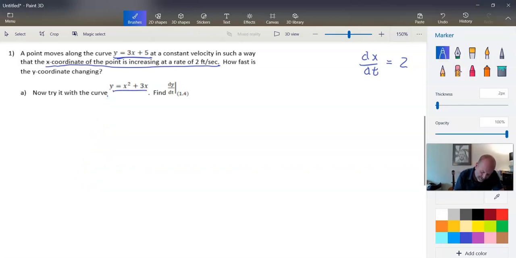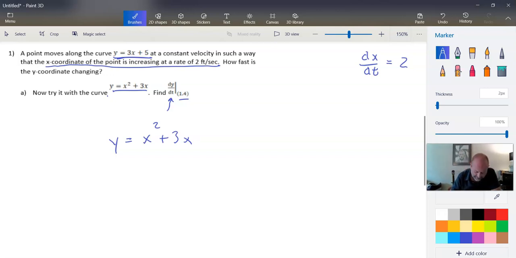Now we're looking at this one. Now you notice we're asking for dy/dt, which is the same thing it was asking for in the other problem. This time they gave us a point to evaluate it at, right? Which means we're probably going to need to be plugging in more information here. So our curve is this. y is equal to x squared plus 3x, which is in fact a parabola.